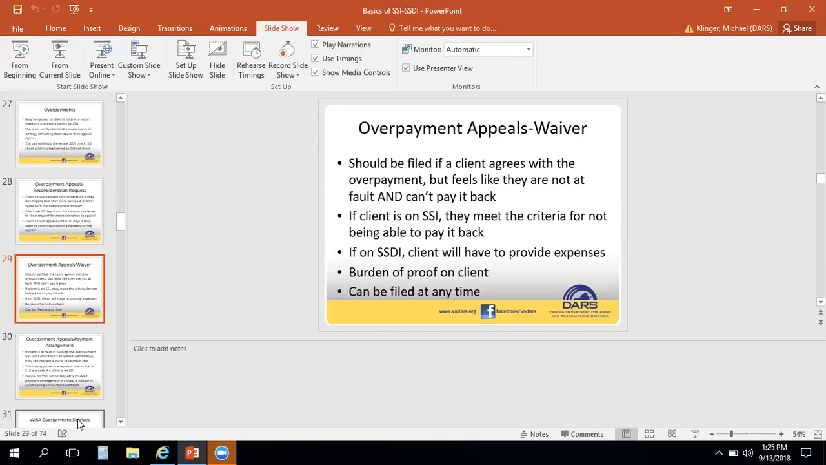If a client is not on SSI, which again is a needs-based benefit, if they're on SSDI only, they're going to have to show that they can't afford to pay it back. So there's also a section on the waiver form that asks the client to list all of their monthly expenses: mortgage, rent, food, utilities, whatever they have, credit card bills. Any living expenses are listed on that form. And then Social Security would ask the client to submit with their statement of how much they have going out, maybe copies of all their bills.